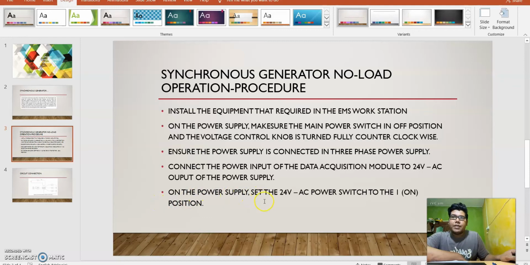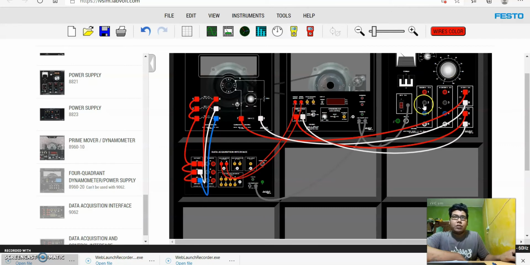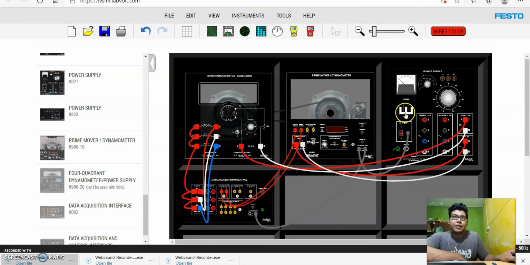On the power supply, set the 24 volt AC power switch to the on position. To turn it on, we just click here, and then the motor starts running. This is for the running of the motor. It will be explained in the later parts. She will explain all the data needed from lab 4.